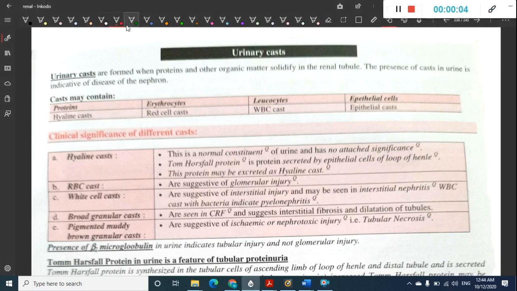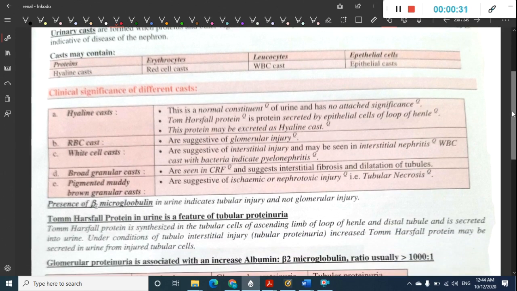In this chapter, we are going to learn about urinary casts. Urinary casts are formed when protein and other organic matter solidify in the renal tubule. If the cast contains proteins, we call it a hyaline cast. If it contains red blood cells, we call it red cell casts. If it contains leukocytes, we call it WBC casts. If it contains epithelial cells, we call it epithelial casts.